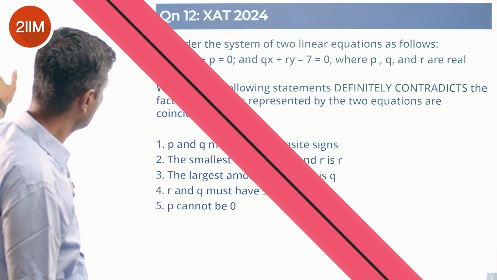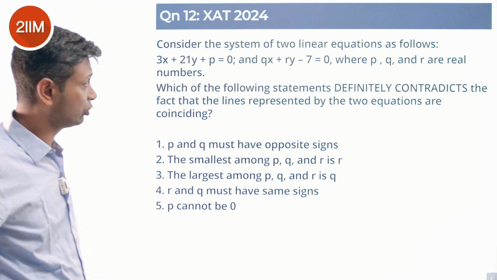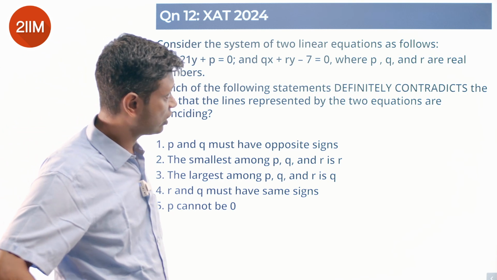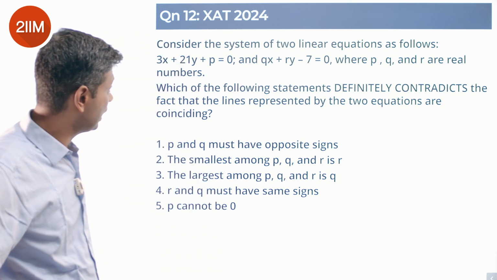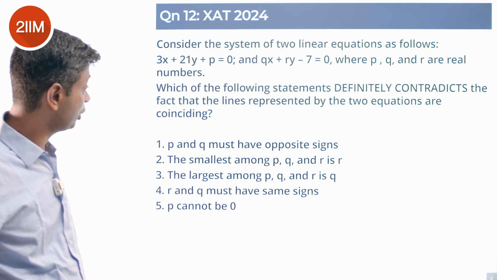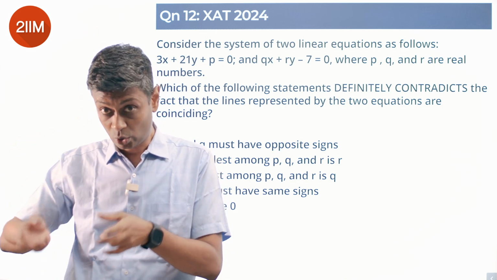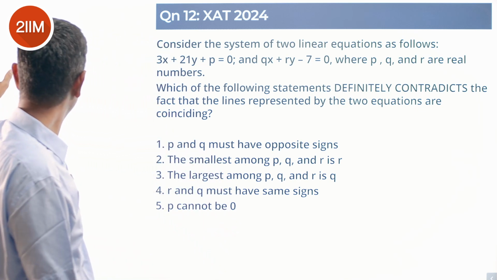Answer is 2. Consider a system of two linear equations as follows: 3x plus 21y plus p equal to 0, qx plus ry minus 7 equal to 0, where p, q and r are real numbers. Which of the following statements definitely contradicts the fact that the lines represented by the two equations are coinciding? Definitely contradicts that they are coinciding. Right? So, if they coincide, what do we know?